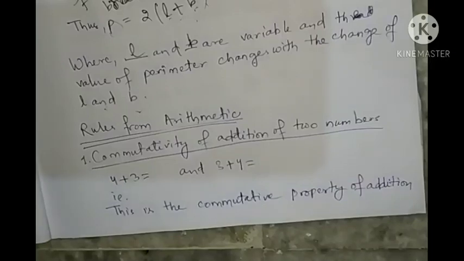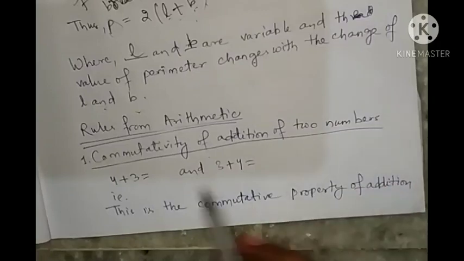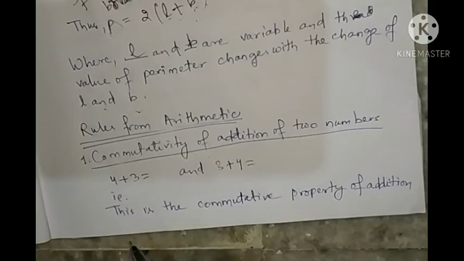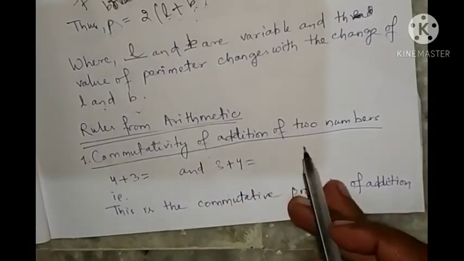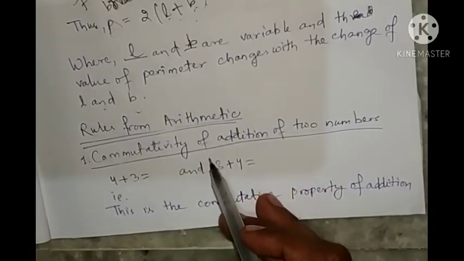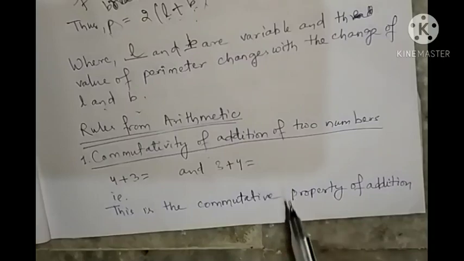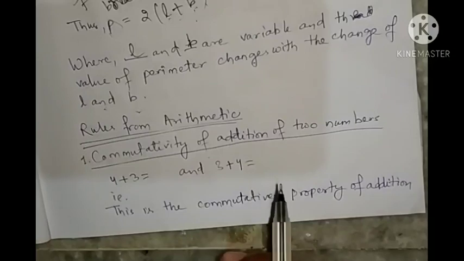Look at rules from arithmetic. The first rule is commutativity of addition of two numbers. Commutativity, distributivity, associativity, all these properties we have studied in numbers, in arithmetic. So let's see what commutativity is. Commutativity of addition means the commutative property of addition of two numbers.